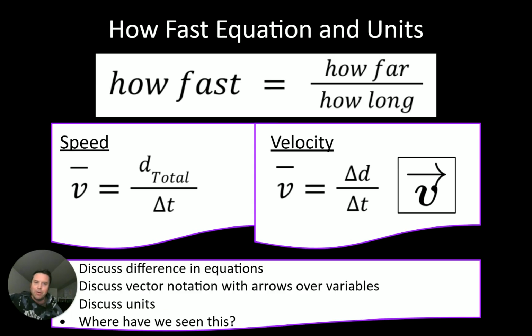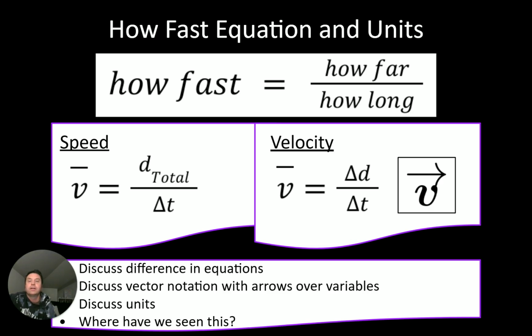Now we've got to look into how far we went and how long it took, and there's 2 ways to do that. There's 2 ways to get how fast. How fast is just how far over how long. We can do it the speed way, which is just total distance. You just take the total distance and divide by the time.